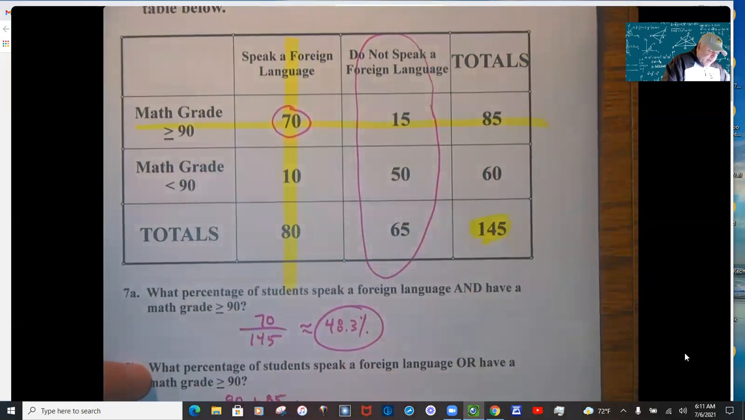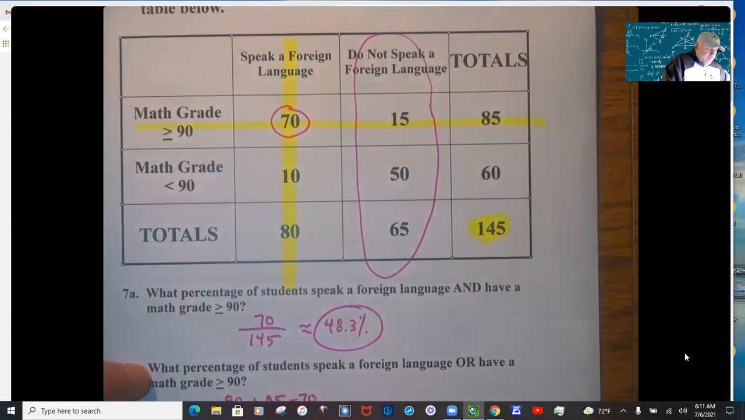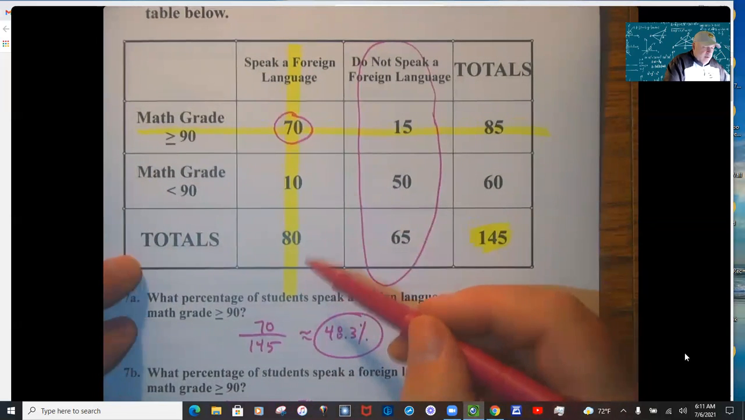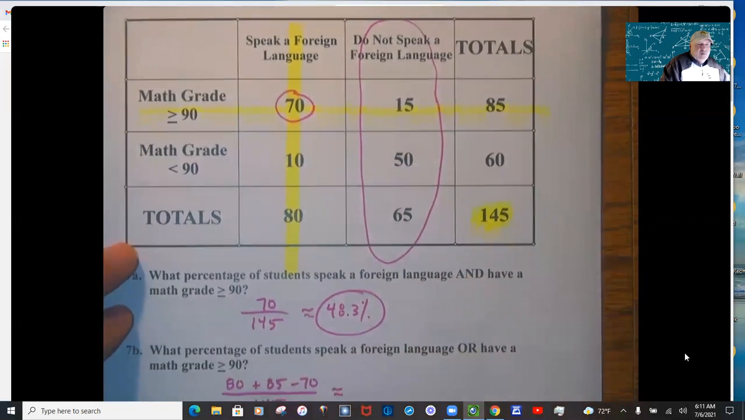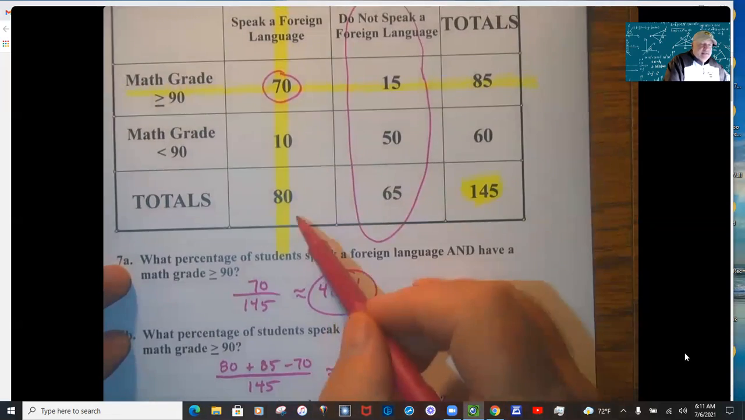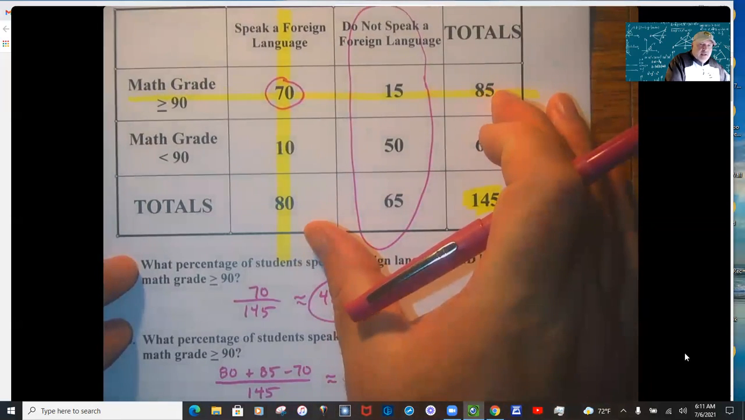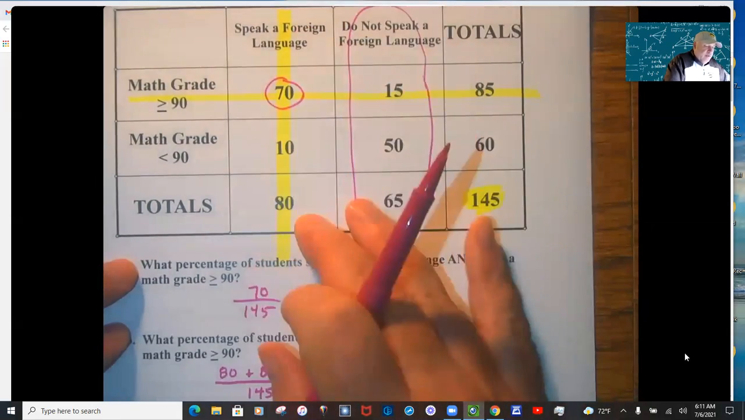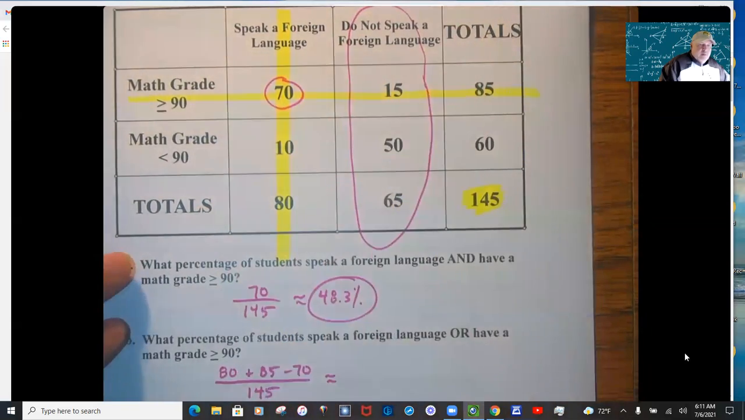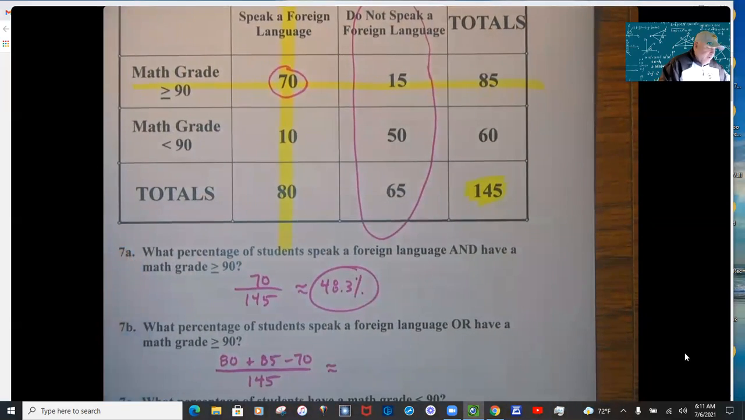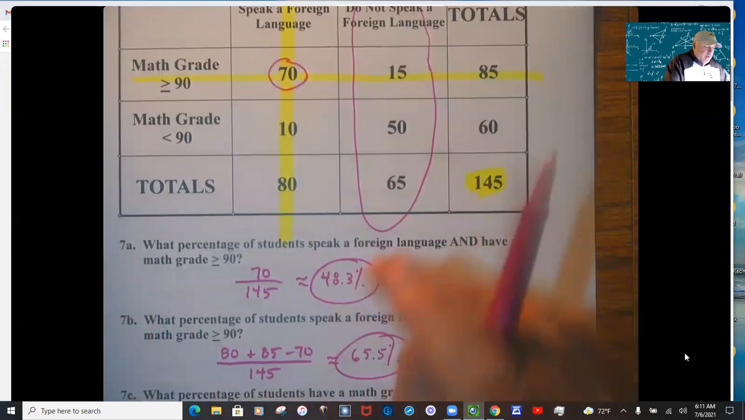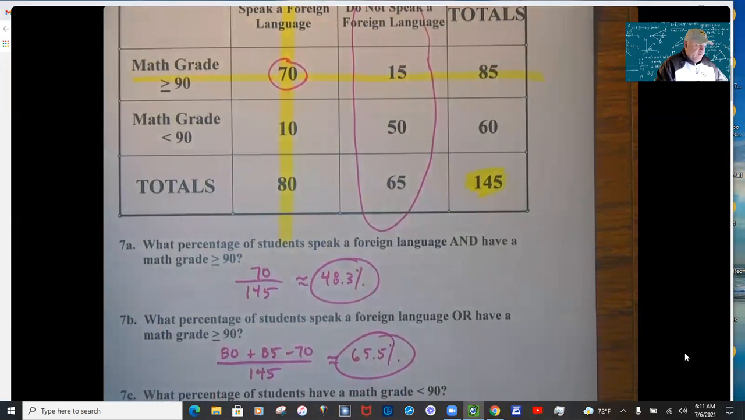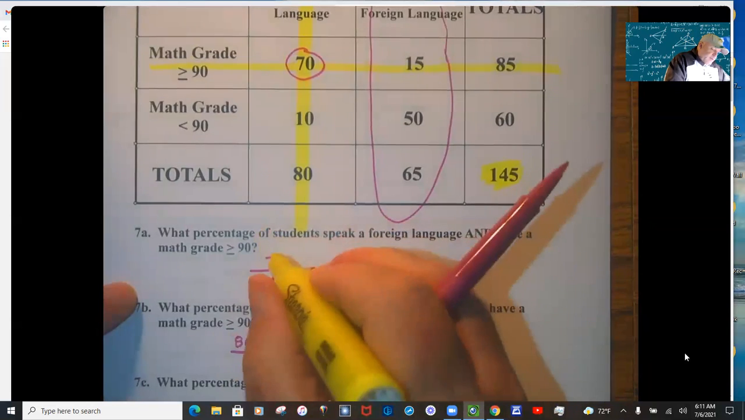But in taking this 80 here and this 85, we count the 70 twice, so we have to subtract it once. So we're adding these n numbers, the column and the column and the row, and we're subtracting where they meet because we're counting that number twice. So this will be 65.5%. Add the two n numbers and subtract that intersection. This is the way I set it up.